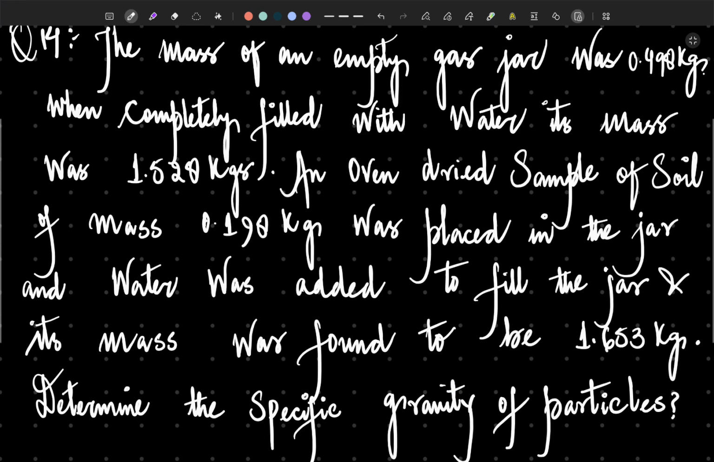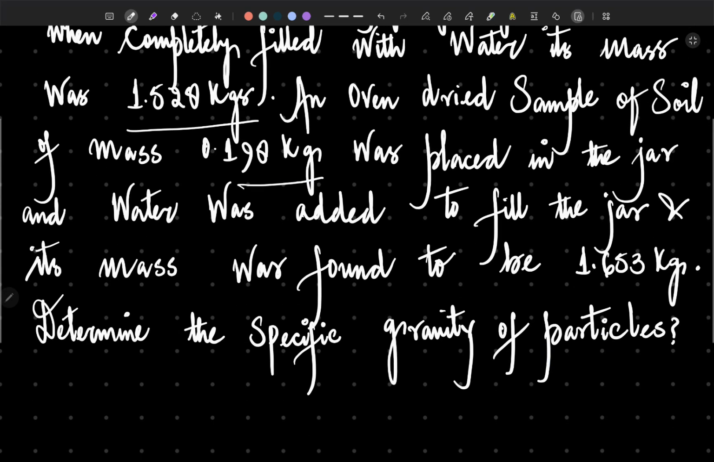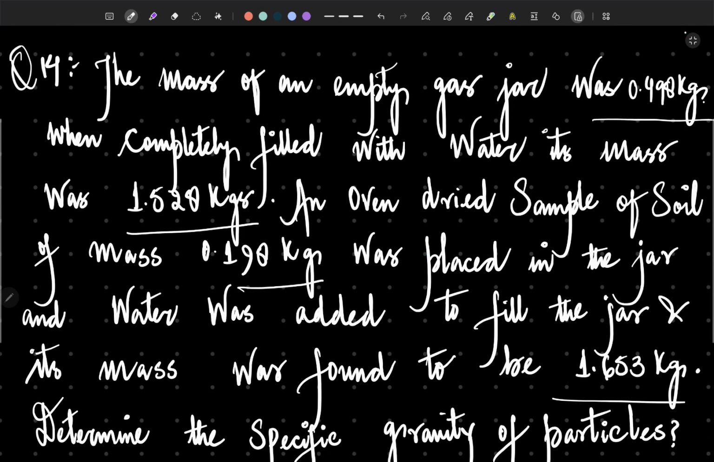The question is: the mass of an empty gas jar was this much. When completely filled with water, its mass was 1.528 kgs. An undried sample of soil of mass 0.198 kgs was placed in the jar, and water was added to fill the jar, and its mass was found to be 1.653 kgs. We have to determine the specific gravity of the particles. All right, so this is the question and we'll be solving this.